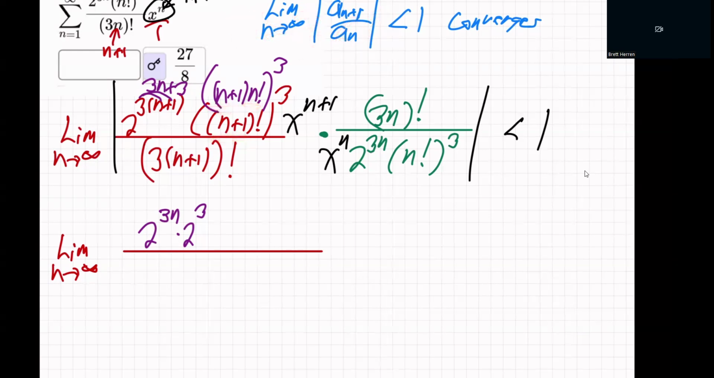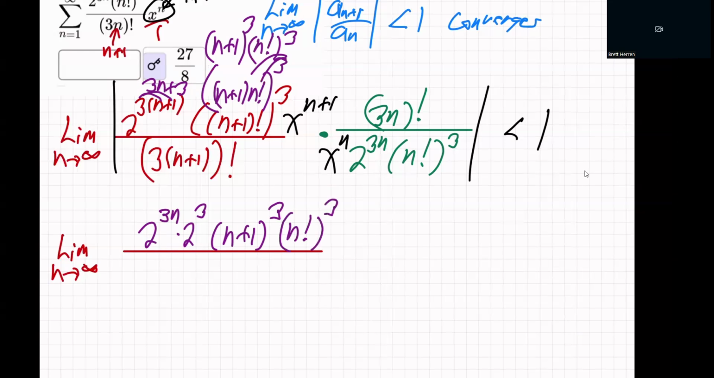Now they're both to the third power. So I can go boom, boom, put that third power in both of them. So I can say this is n plus 1 to the third power and n factorial to the third power. Let's do that. Now, why am I doing all that? Because I want that n factorial on the top to cancel that n factorial to the third power on the bottom.